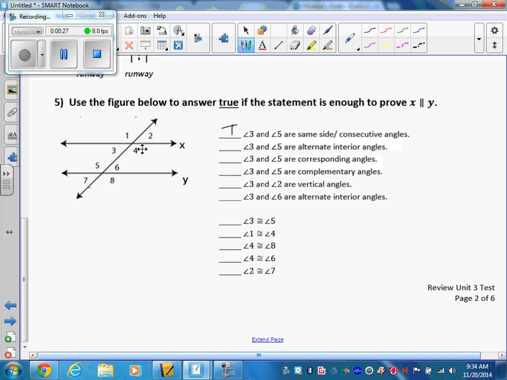3 and 5 are alternate interior angles. That's not true. 3 and 5 are not corresponding angles. 3 and 5 are complementary angles. Complementary means that it adds to give you 90. So that's false.